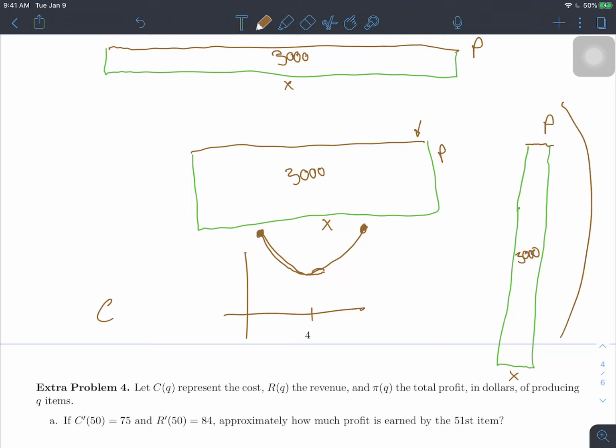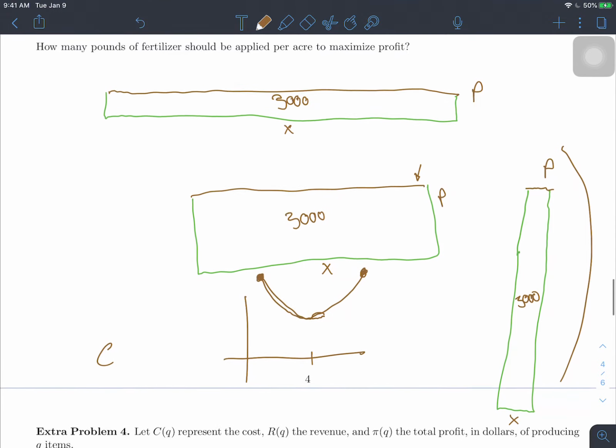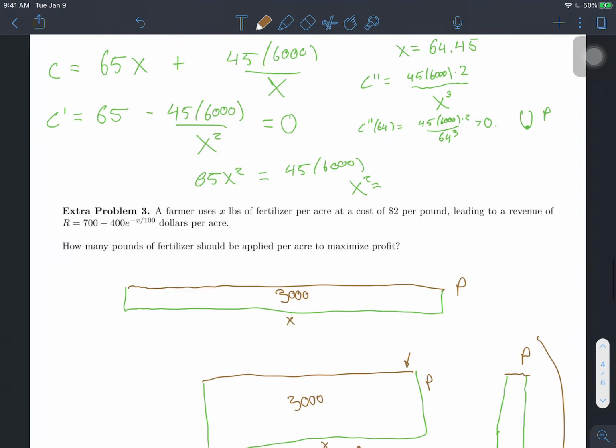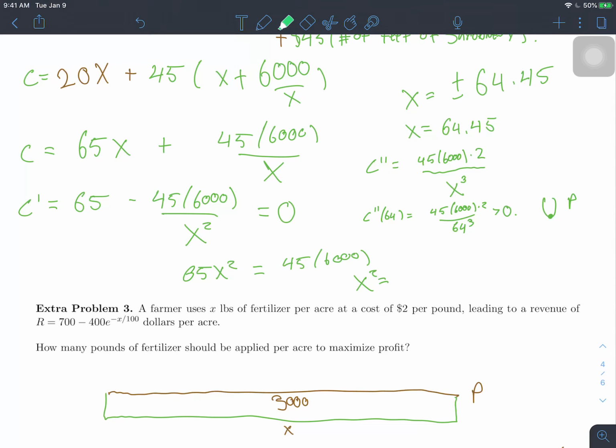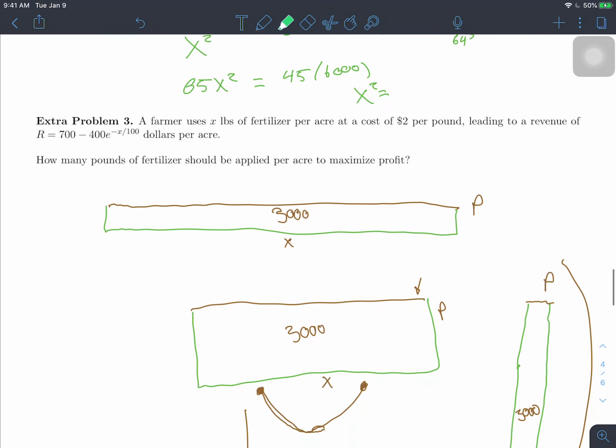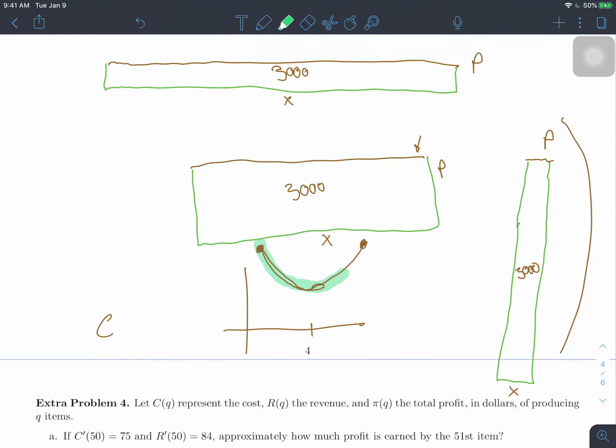Yeah. And in fact, you can see from the second derivative, let's consider this second derivative, 45 times 6,000 times 2 divided by x cubed. If x is any positive number, this number is going to be a positive number, which means that our function is concave up for all time, which is why it looks like this big U shape, right? Yeah. And if I have something which is concave up for all time, the only thing I have to find is just where that first derivative is equal to 0, and that's going to be my minimum.